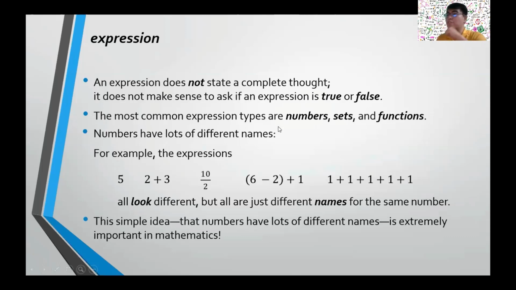The most common expression types are numbers, sets, and functions. Numbers have a lot of different names. For example, 5, 2 plus 3 is still 5. 10 over 2 is still 5. The quantity 6 minus 2 plus 1 is still 5. And 1 plus 1 plus 1 plus 1 plus 1 is still 5. These different names are just referring to the same number. The simple idea that numbers have a lot of different names is extremely important in math. Okay? Let's make that clear.